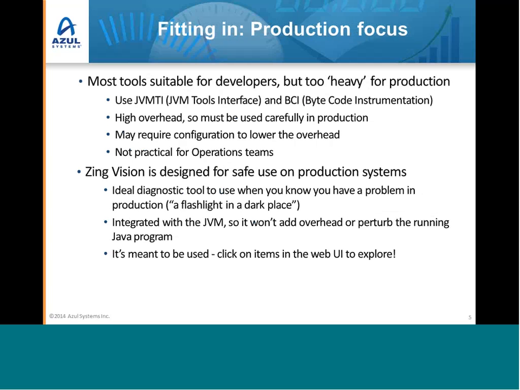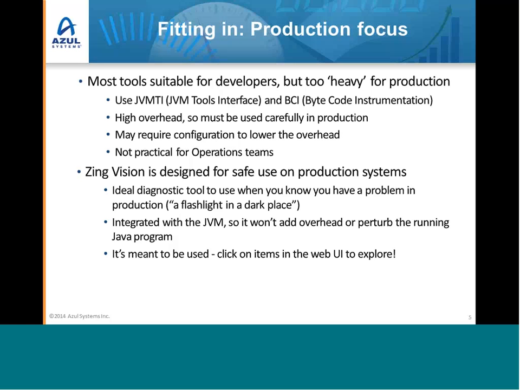Zing Vision is really designed for safe use on production systems. Most tools are suitable for developers, but they're usually too heavy for production environments. They use JVM TI, BCI, or other special means of trying to collect information, but generally there's a substantial amount of overhead associated with the instrumentation required to collect the metrics. In order to minimize that overhead, frequently what you need to do is cut back on the features that you're actually able to use in the tools.